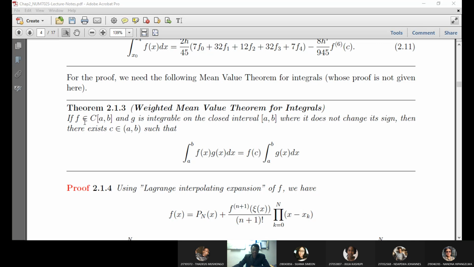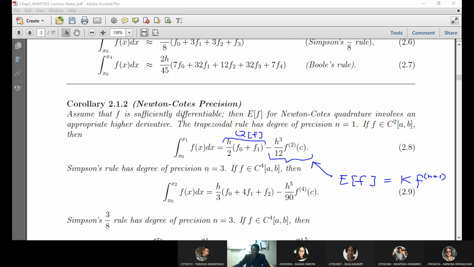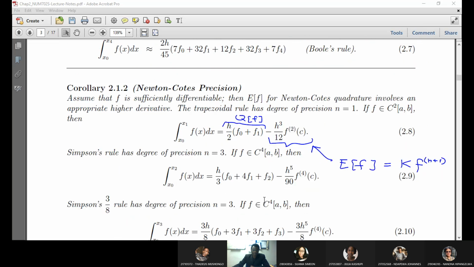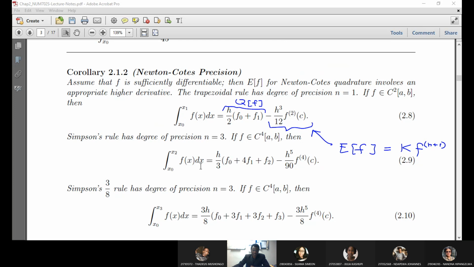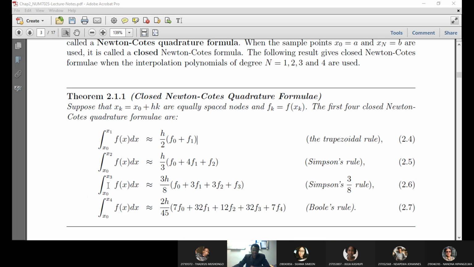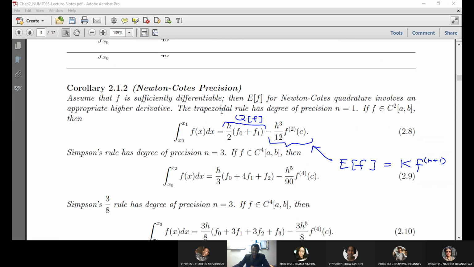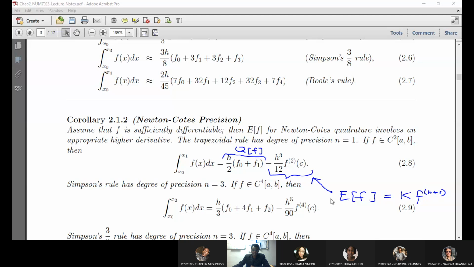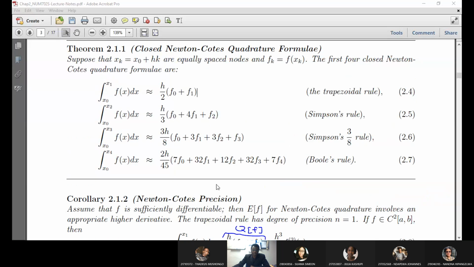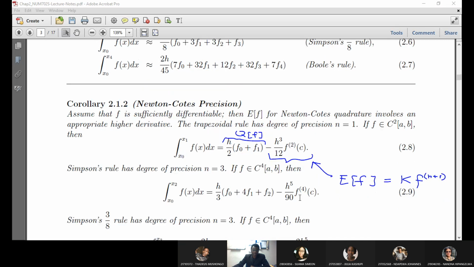Okay, now this theorem is just to prove these results, the degree of precision of the various methods, right? You have a theorem, and you have a corollary. The corollary for the theorem is this one, because here it gives us the rule. But because it's an approximation, we know that there's an error term. So this corollary gives us the error term, right?